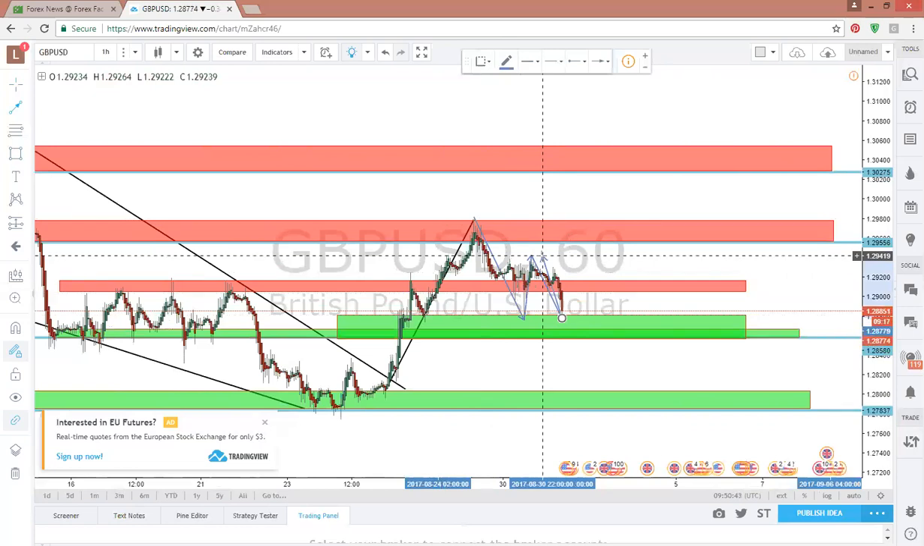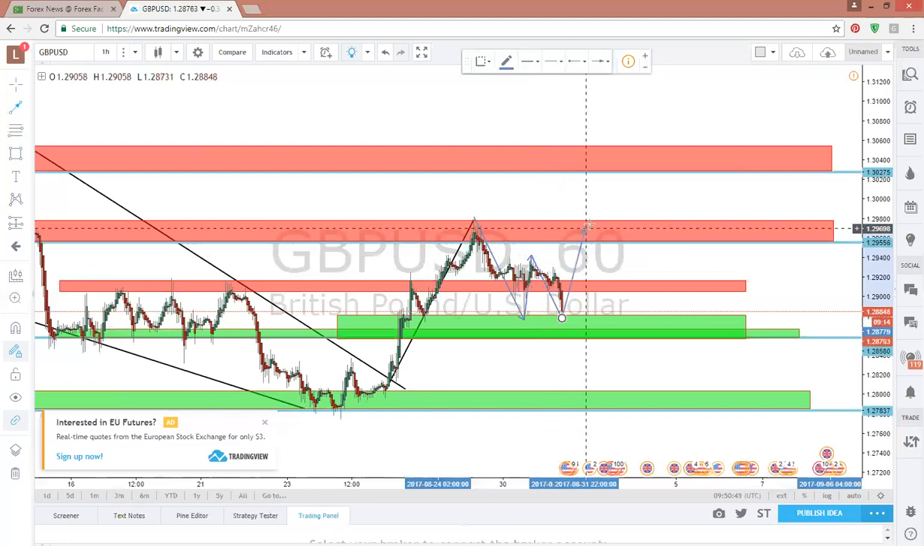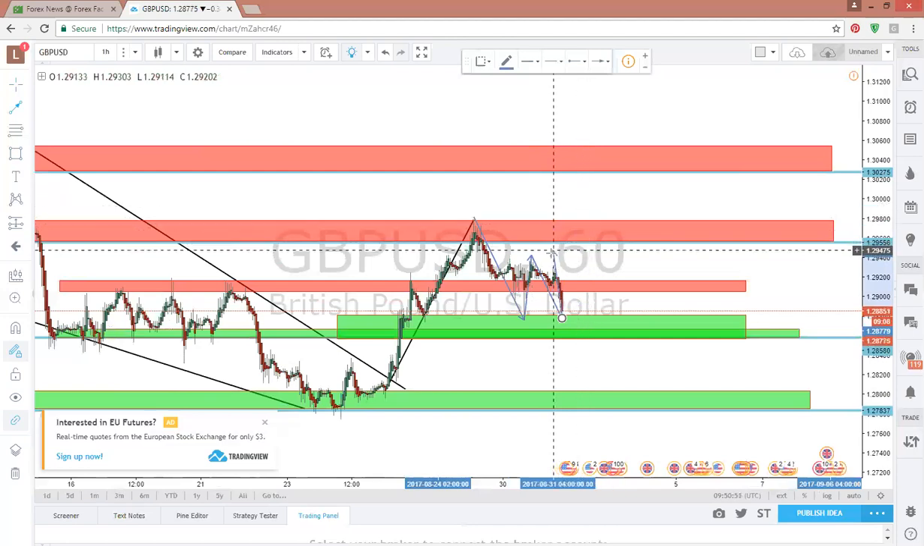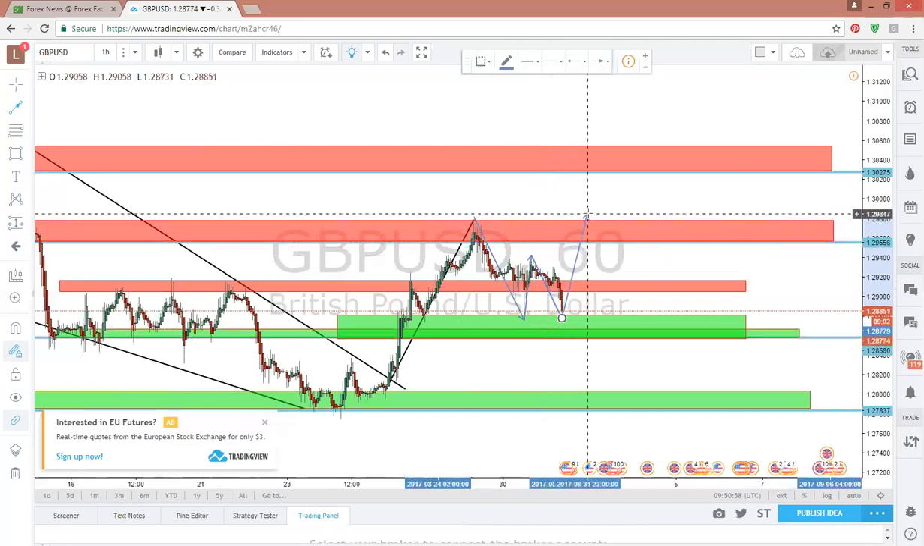So I want it to break those previous highs, maybe come to retest those highs. I don't know, maybe break them. But the highs that I'm focused on are these ones. I want the market to break these highs to show me that it wants to push to the upside.